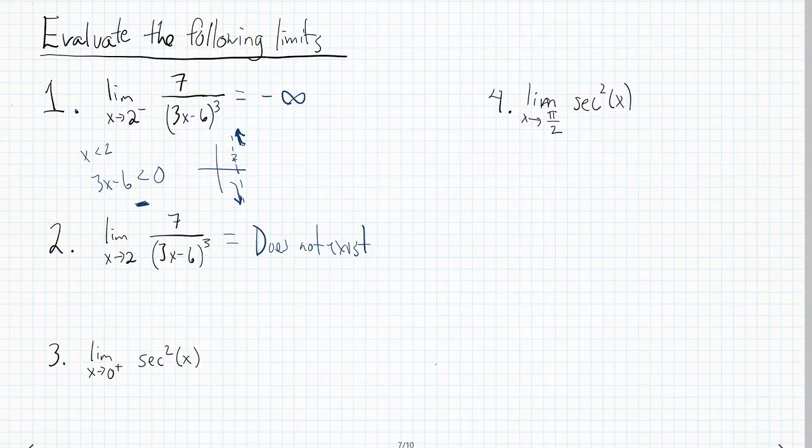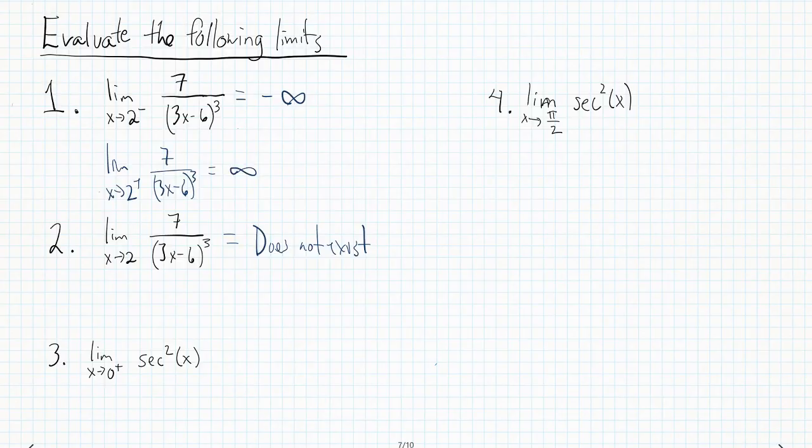So we plugged it in, came up with 7 over 0, and found we had a problem there. So we got negative infinity for the limit from the left, and I'll even write down, just for kicks, so you can see it: limit as x approaches 2 from the right of 7 over (3x minus 6) cubed equals positive infinity. So that's why we had does not exist, because the left-hand limit and the right-hand limit do not match up. That's a plus, not a 7.